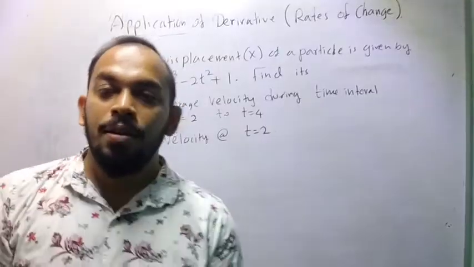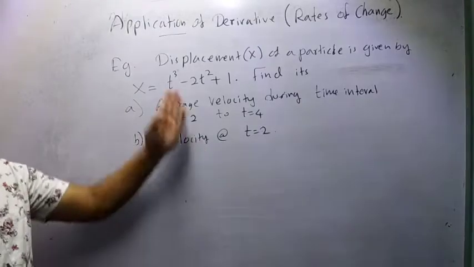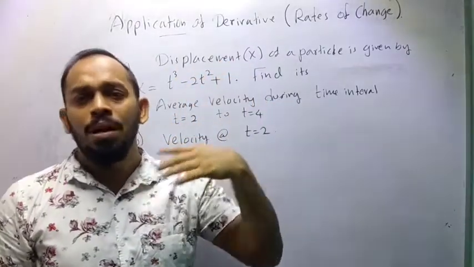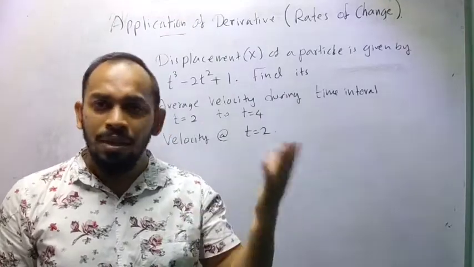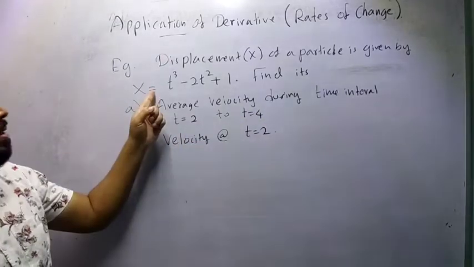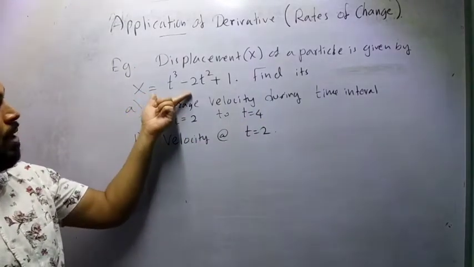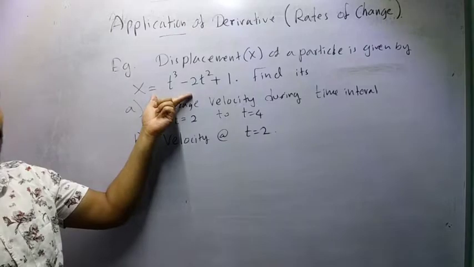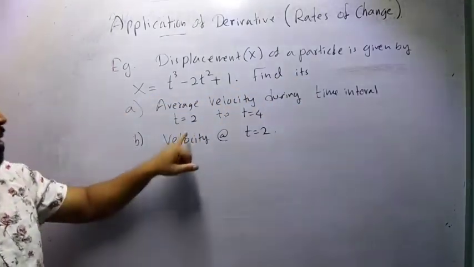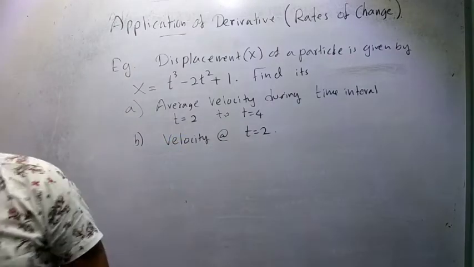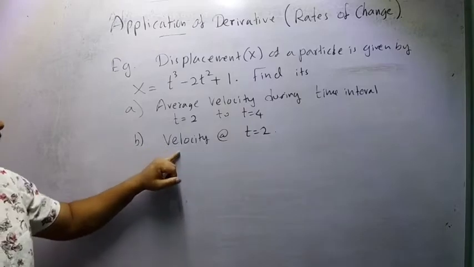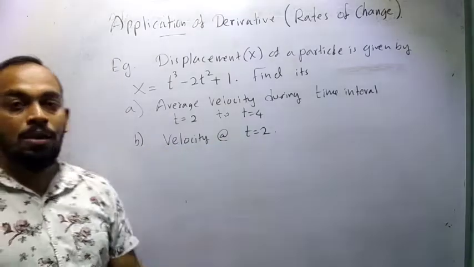So this is an example. The displacement of a particle is given by this. The variable is named x here, though sometimes it will be named r, v, h, anything. Now you can see x is a function of time; the relation is given to you. Find its average velocity during the time interval from t equals 2 to t equals 4. And secondly, determine the velocity at t equals 2.